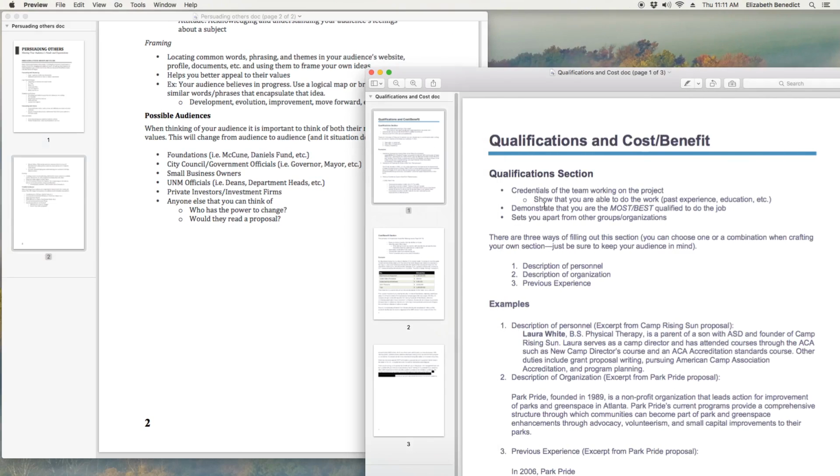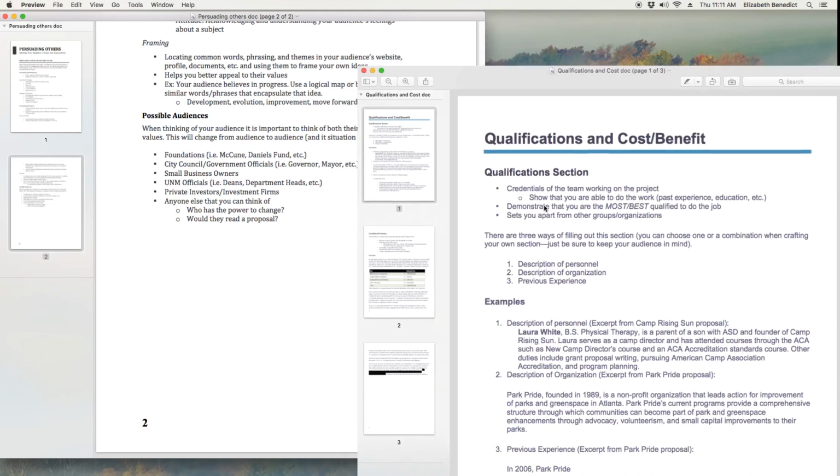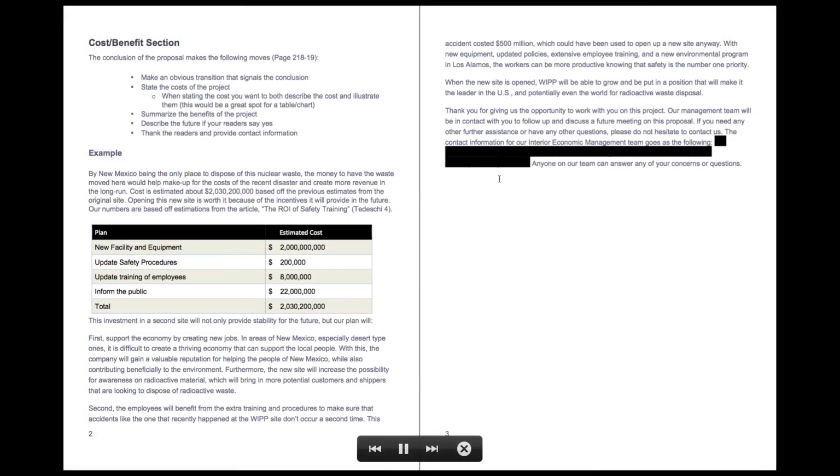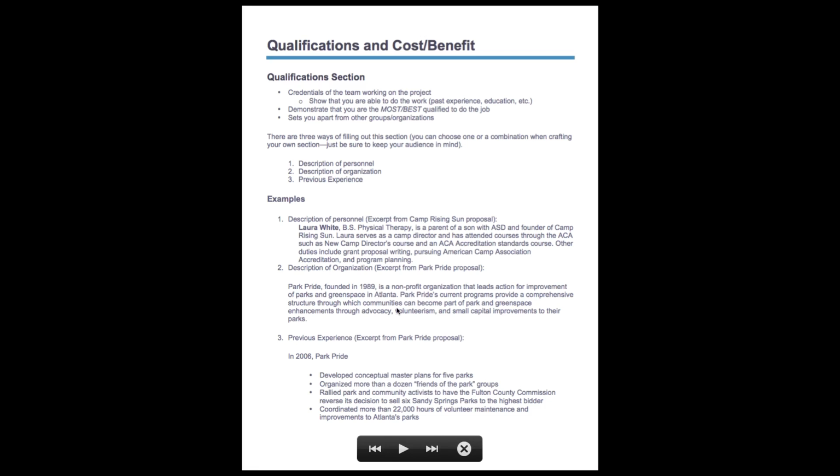So the second thing that I want to go ahead and talk about is the qualifications and cost benefit section of your proposal. Sometimes this gets a little bit tricky and there is a lot of confusion. So the qualifications section is really the section that sells your readers on you as an organization, or you as a group of individuals or an individual, to solve this problem. This comes directly after the solution statement. So maybe they see your solution as being great and well suited for this problem, but now they want to see if you're the right one to do this job.